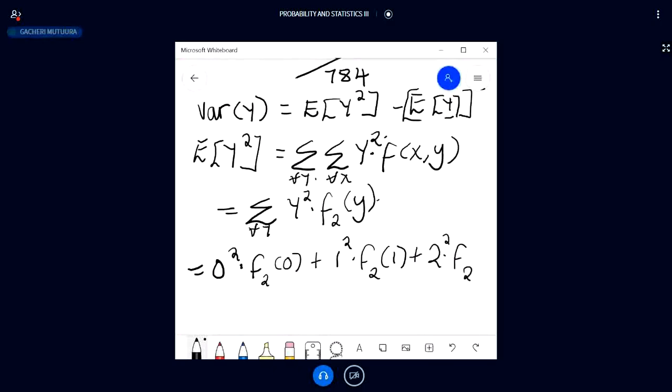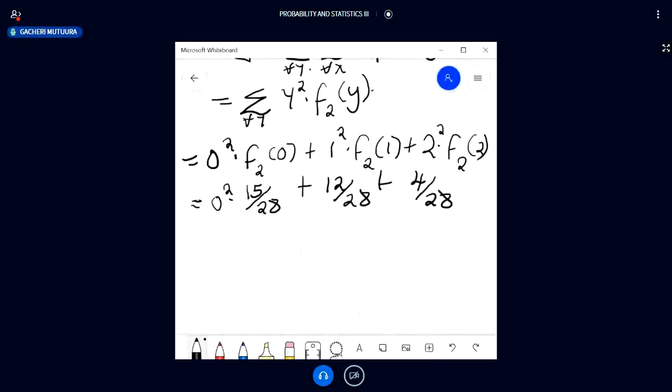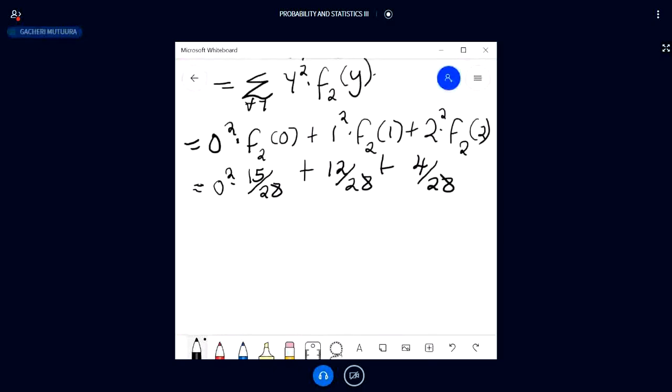We had 15 over 28. Perfect. Yes, 16 over 28 is the answer. Good. Then we have 1 times 12 over 28, and we have 4 times 1, that is 4 over 28. So we have 12 over 28 plus 4 over 28. That is what we are yielding as 16 over 28.